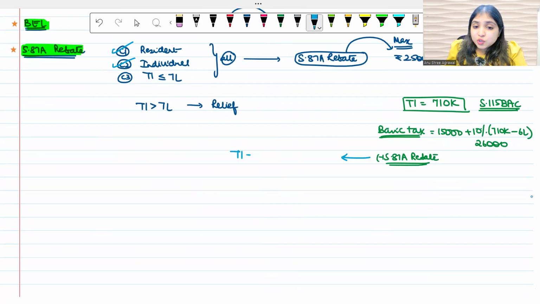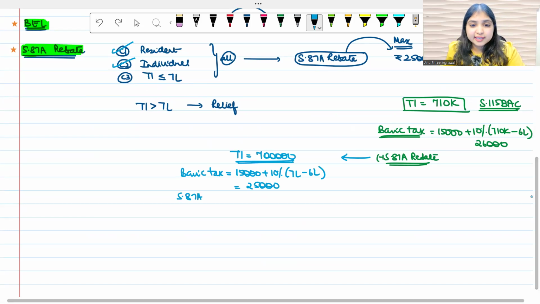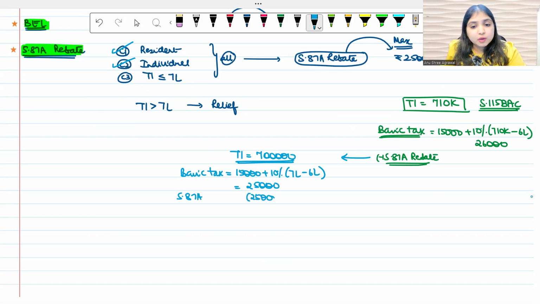See, what if the assessee's total income was 7 lakh? Then what would you have done? If the assessee's total income was 7 lakhs, in that case, first of all, what would the basic tax be? The basic tax would have been the same: 15,000 plus 10% of the assessee's income in excess of 6 lakhs. So that would have been 25,000. And then you would have given the assessee 87A rebate, guys. If assessee's total income is up to 7 lakh, you will get 87A rebate. How much? Maximum 25,000 you will get. So the assessee's tax liability would have been 0.